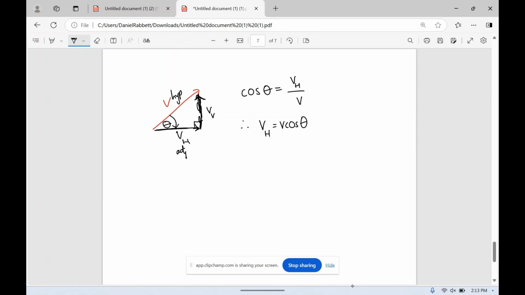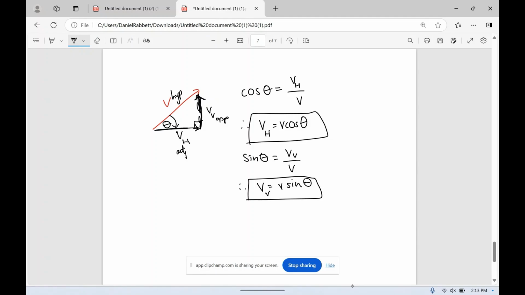Likewise, if I did it with this one, I'd say that vertical is the opposite. Therefore, sine theta is equal to V vertical divided by the overall velocity. Therefore, the vertical velocity is equal to V times sine theta. So we get two really important statements: the horizontal component of velocity is V cos theta, and the vertical component of velocity is V sine theta.